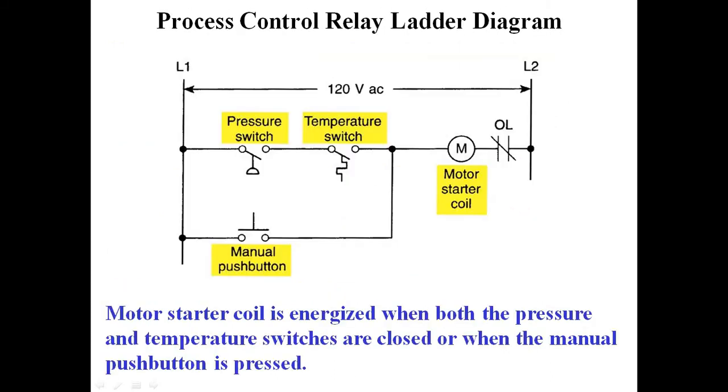Okay, and the next is the process control relay ladder diagram. Here L1, L2 is a 120 volt AC supply across. Here the first one is the pressure switch, the next one is the temperature switch, another is the manual push button, and a backup push button. Then the motor starter coil, then the overload release. Here the motor starter coil is energized when both the pressure and temperature switches are closed or when the manual push button is pressed.